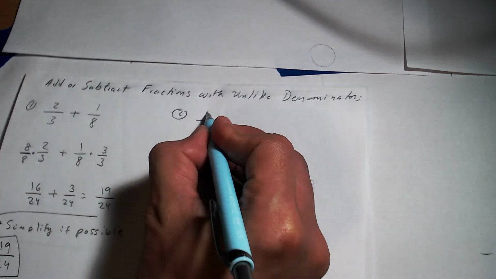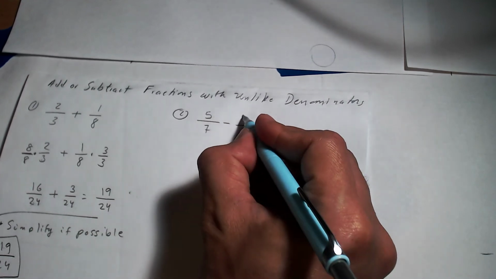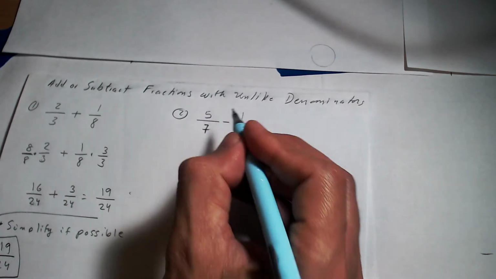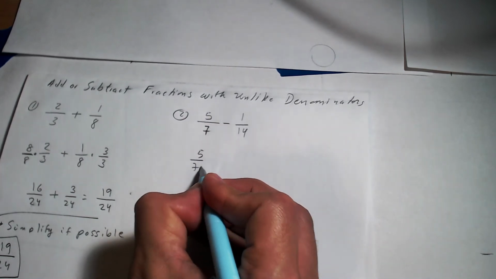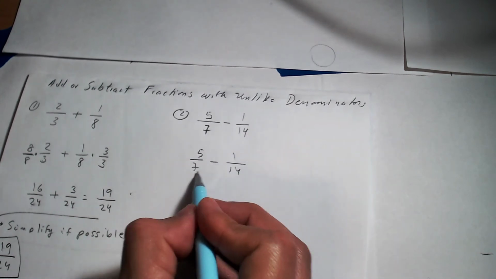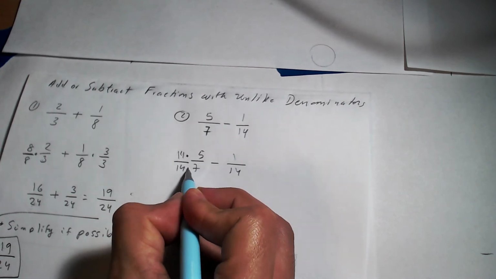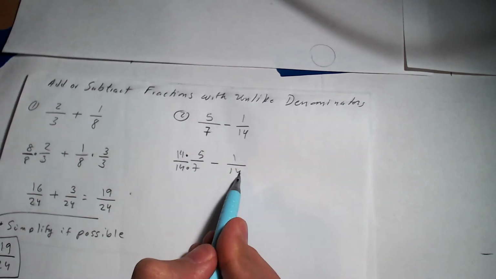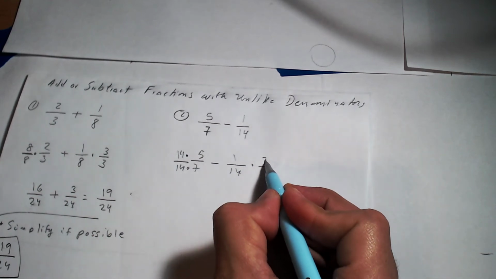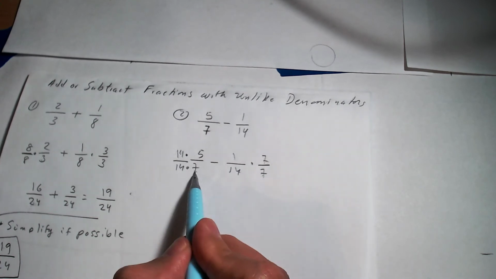Let's say we have 5 over 7 minus 1 over 14 here. So let me rewrite this one here so you can see what I'm going to do. Well, I have to have a common denominator, so I'm going to multiply this by 14 over 14. And I got this 14 over 14 using this denominator here, right? So I'm going to have this one 7 over 7. I got this 7 over 7 from this 7 here.